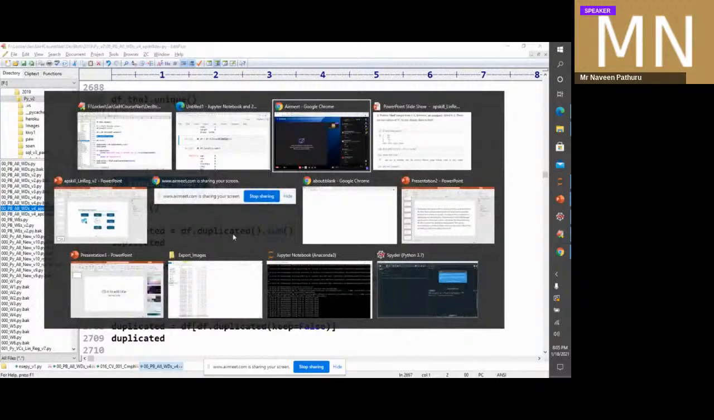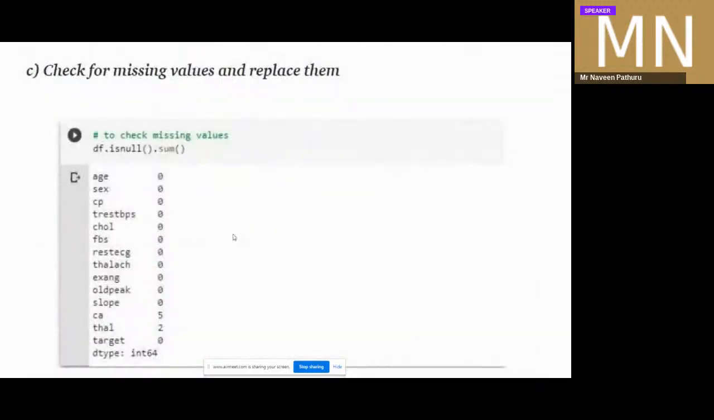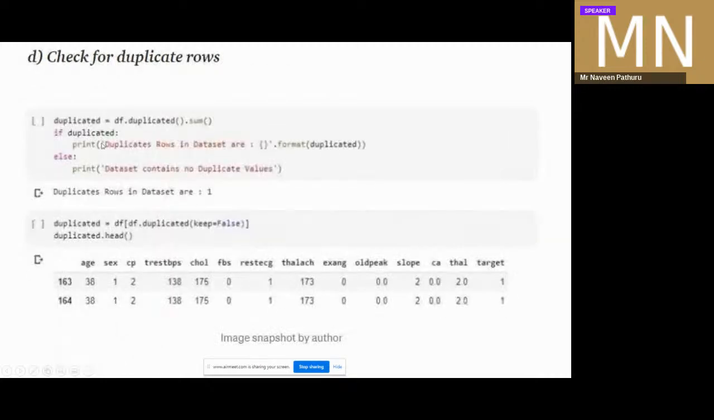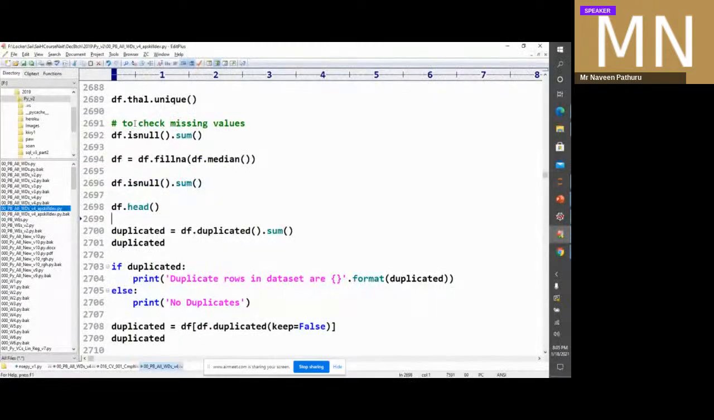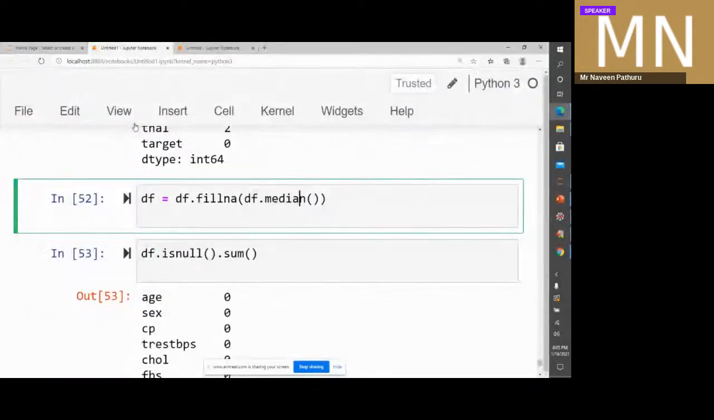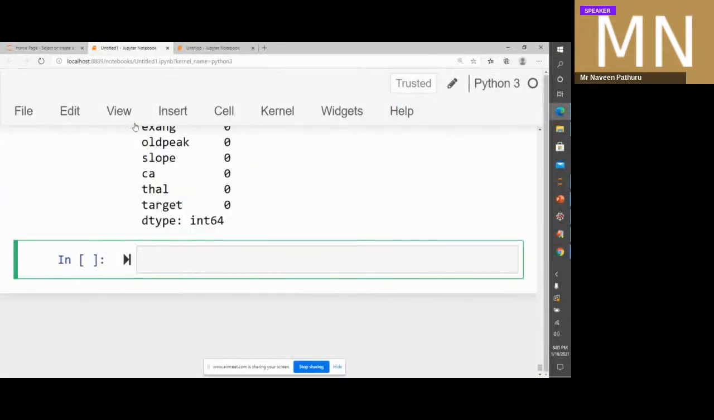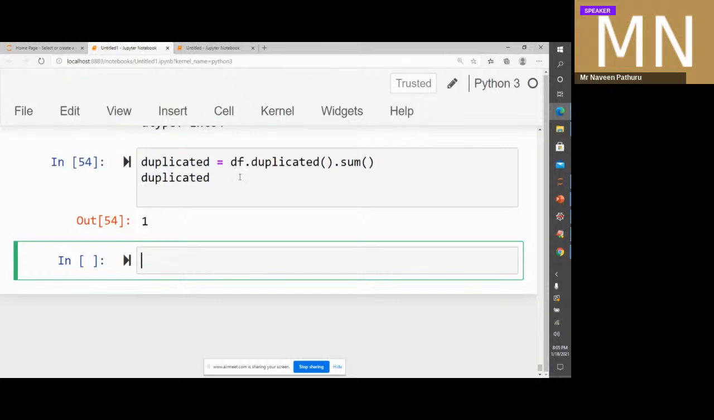Another technique, if we come back here slightly at a documentation level, is checking for the missing values. So we check for CA and TAL and replace them. Then we check for the duplicated. We can say df.duplicated().sum(), and this duplicated will give you a number. So it looks like there is one row which is duplicated.